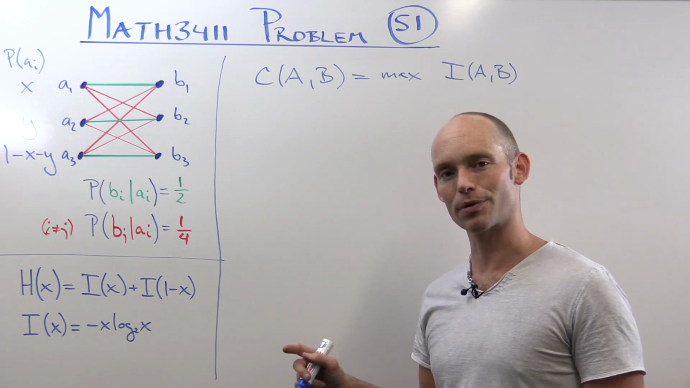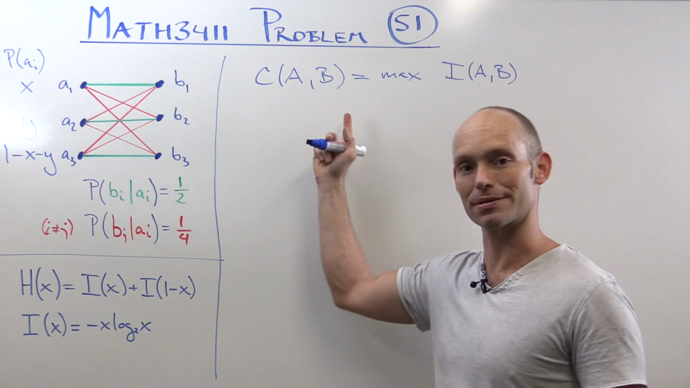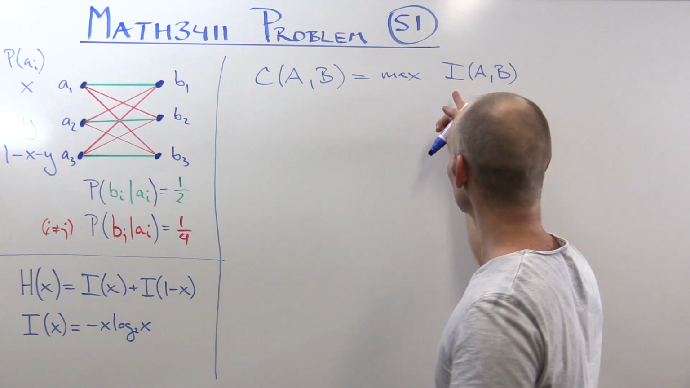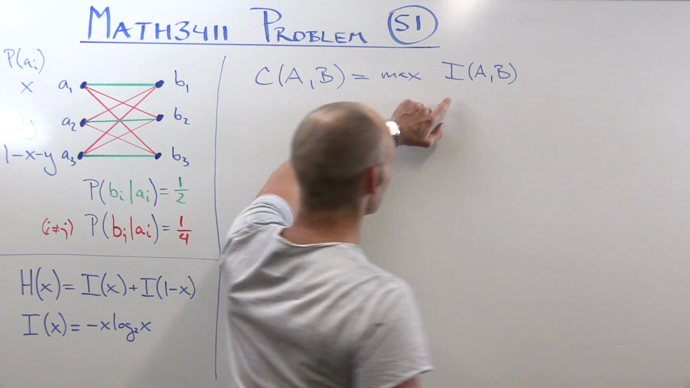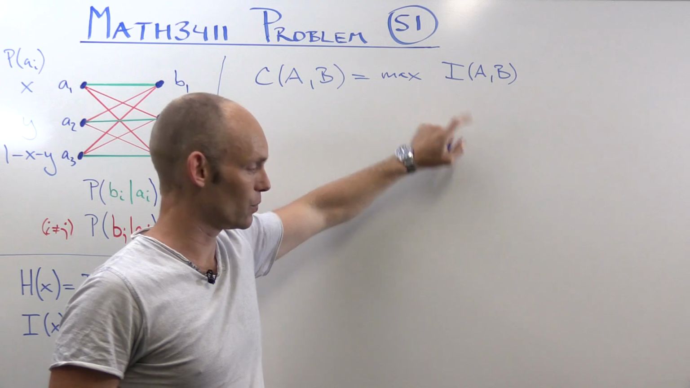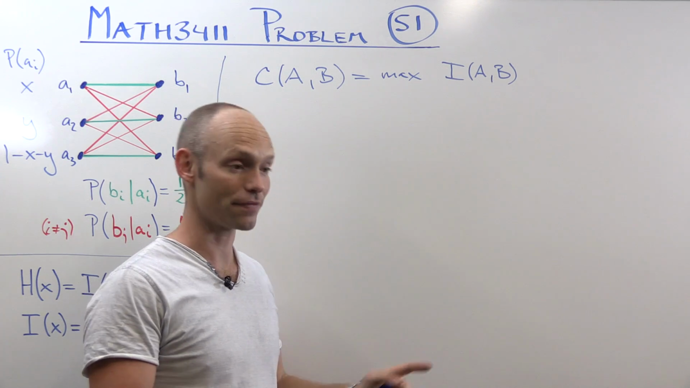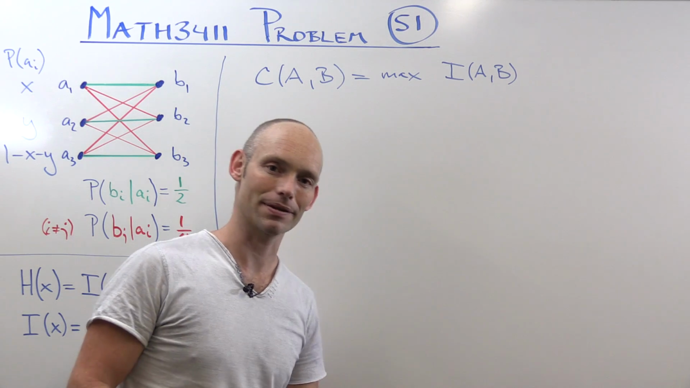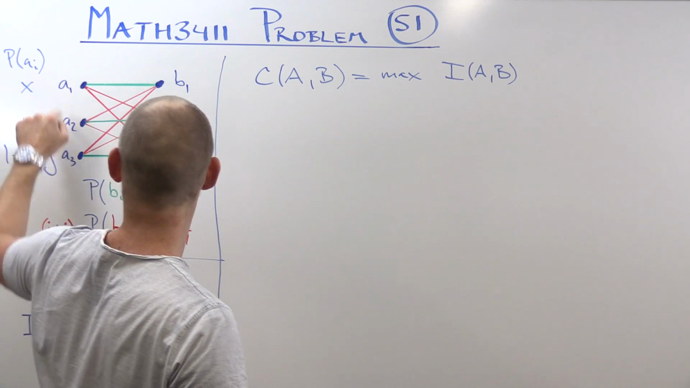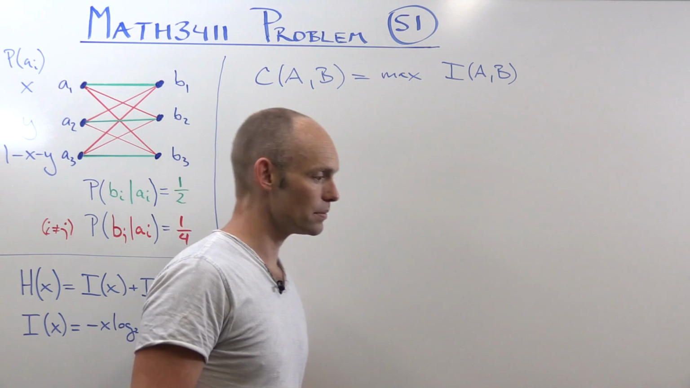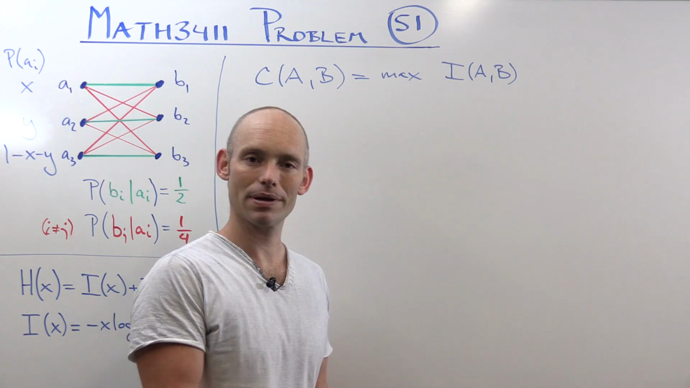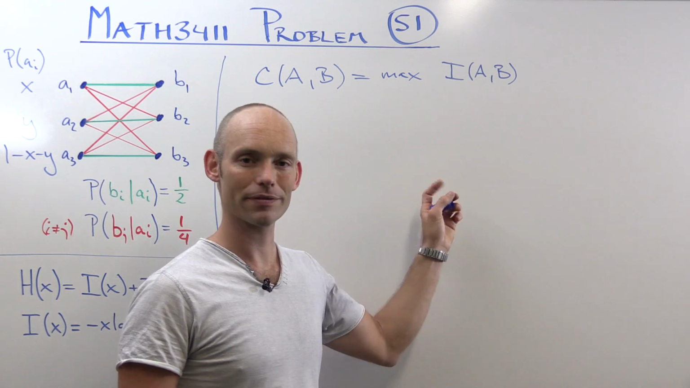Now in the final part of the problem, we have to find the channel capacity. That's the maximal value of the mutual information here, which we found to be equal to 0.085 in the case where all the probabilities of A were the same. But in general, could it be any bigger than that? Well, that's what we're going to find out now.